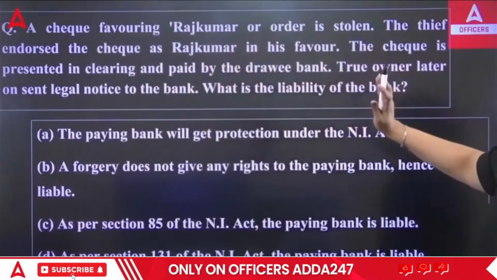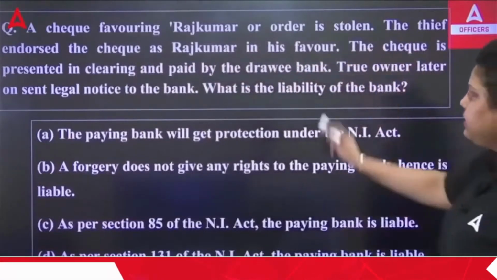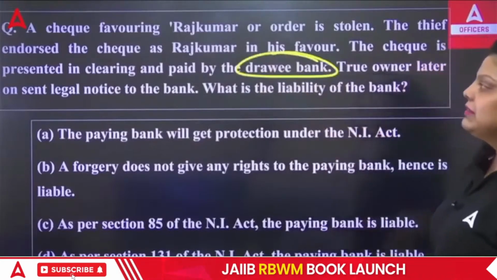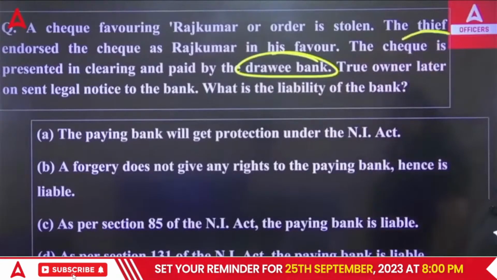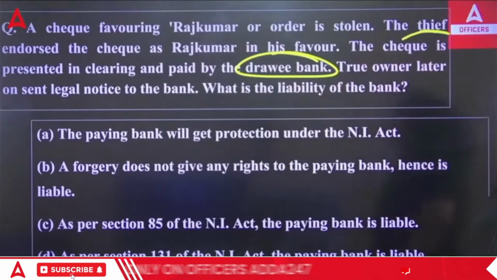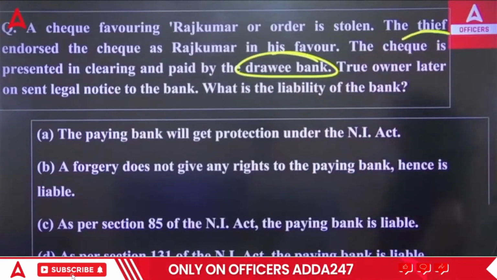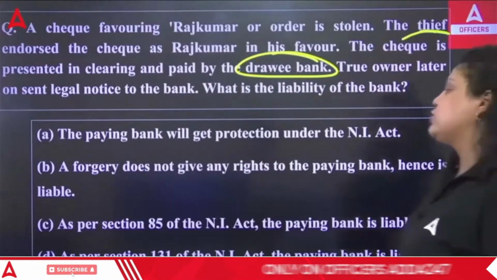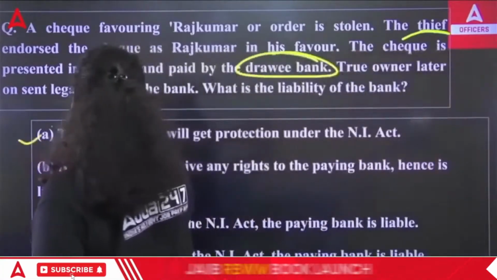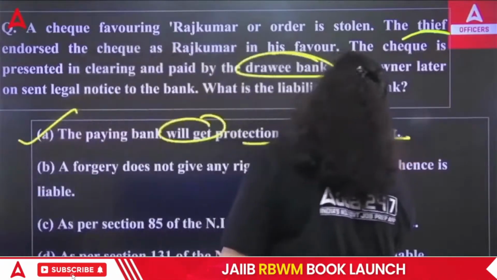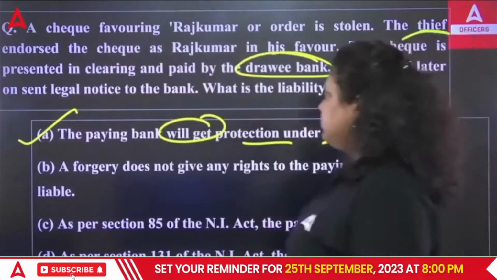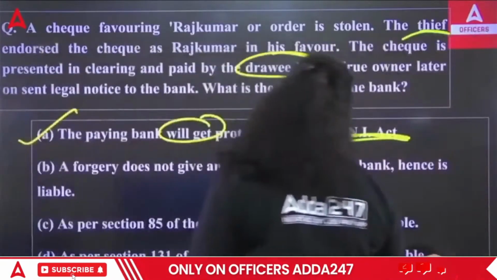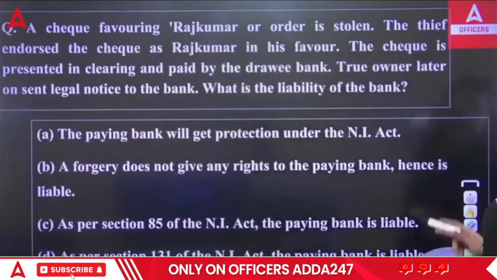So the check is presented in clearing and it was paid by the drawee bank. The bank has made the payment to the person who has taken the check, who was the thief. So in that situation, will the bank be liable or not? In this situation, the paying bank will get protection under the NI Act, because it was stolen and then it was endorsed. So the right answer will be A.